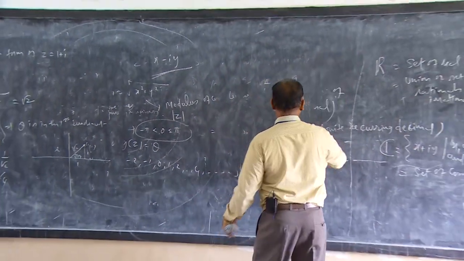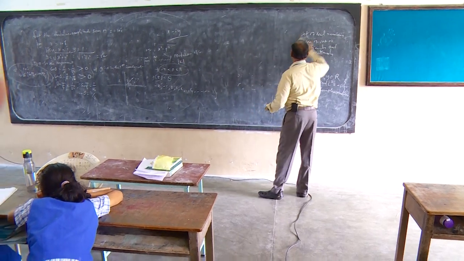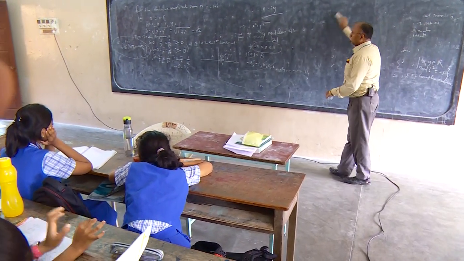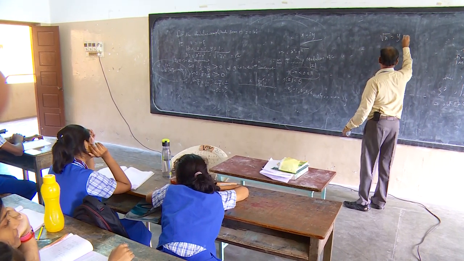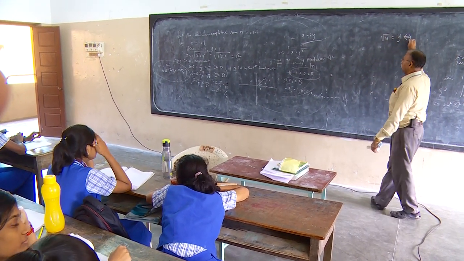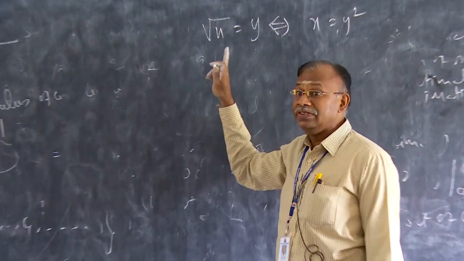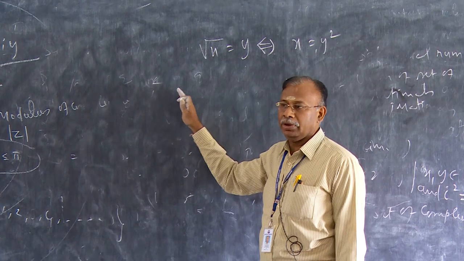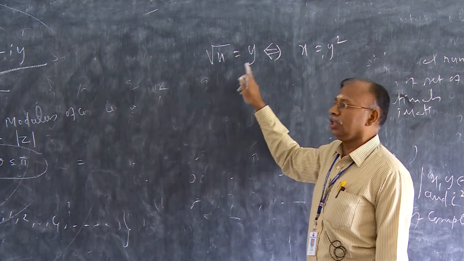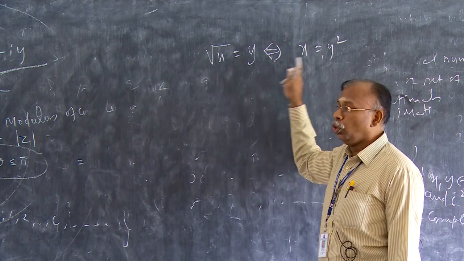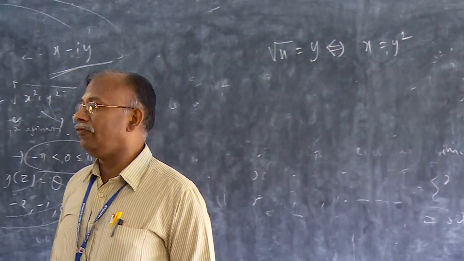Other than this, you know very well that in normal number theory, for real numbers, root x is equal to y if and only if x is equal to y square. By root x, in normal mathematics, for real numbers, I'm supposed to think of another number y whose square is equal to x. That's the real meaning of the root of a real number.